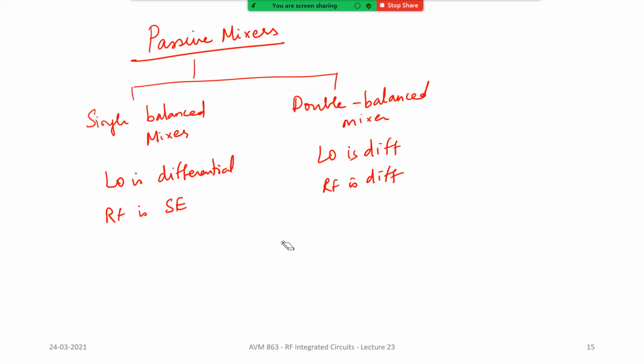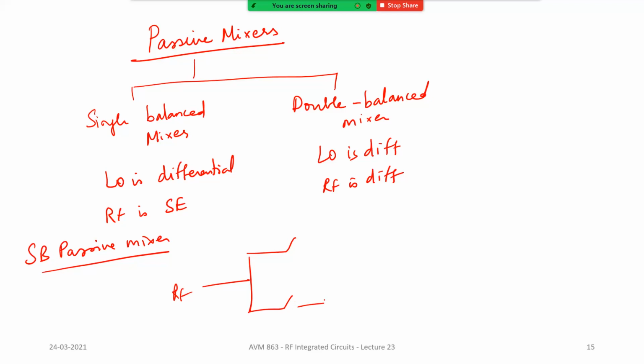As I mentioned, a very simple implementation would be to use switches. If you can use switches, you can basically mix. So a single balanced passive mixer looks something like this. You have RF coming in and you have two paths. This one is controlled by LO and this one is controlled by LO bar, and you have the load resistance or load impedance. This will be IF plus and IF minus.